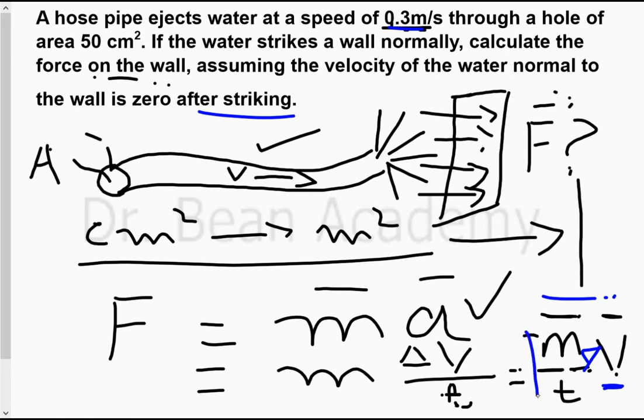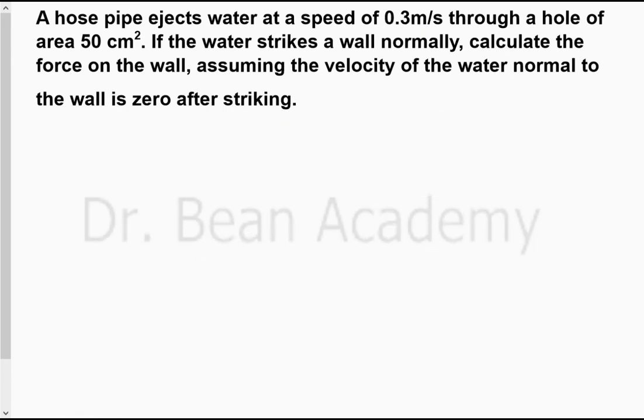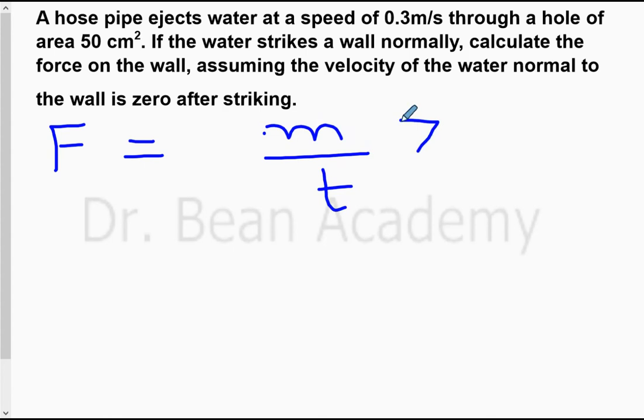Okay, so let's go to the next slide. Force F equals mass divided by time into change in velocity. So this is not a problem, but we need to calculate this one. So how can I calculate m over t?